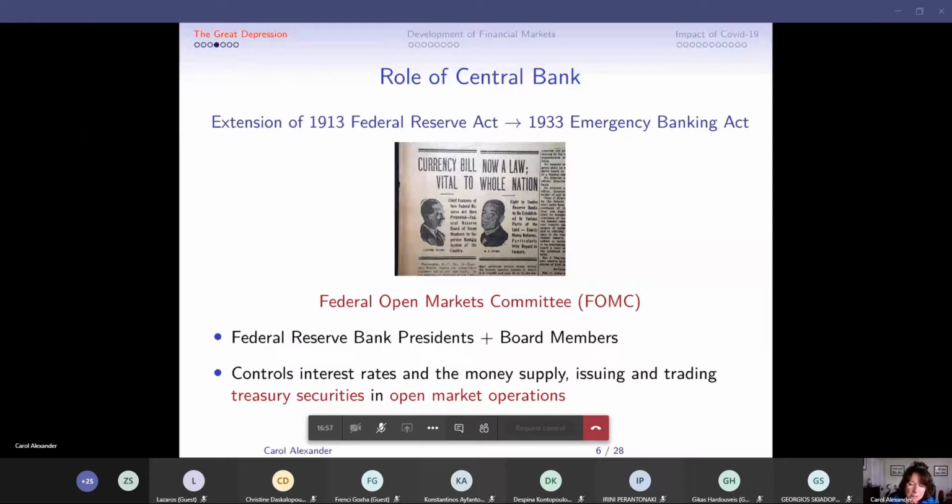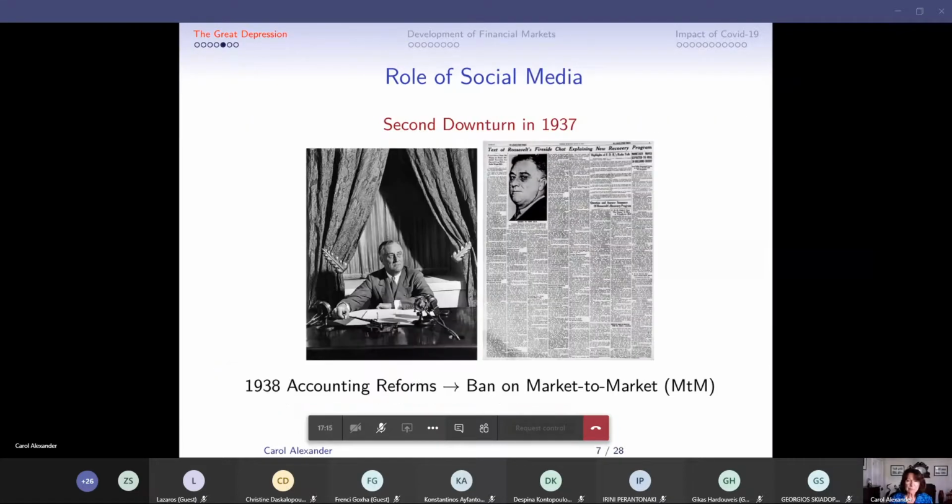So the Federal Reserve Bank presidents, well, not all of them, 5 out of the 12, plus the 7 board members of the Federal Reserve are now part of the FOMC, and their role is to control interest rates and the money supply using treasury notes, bills and bonds in open market operations. This goes back to 1933.